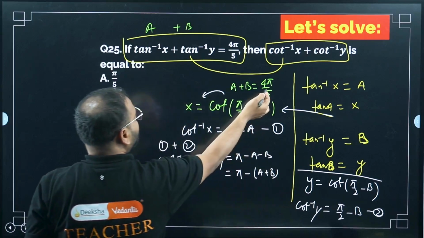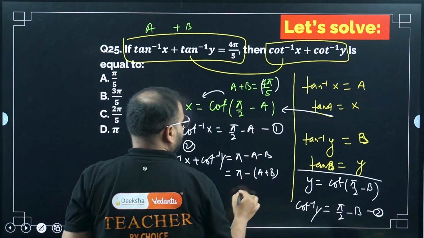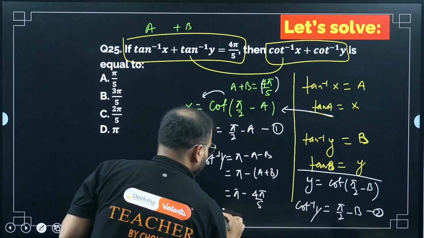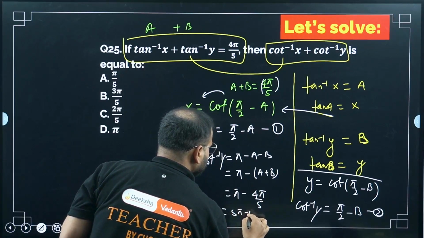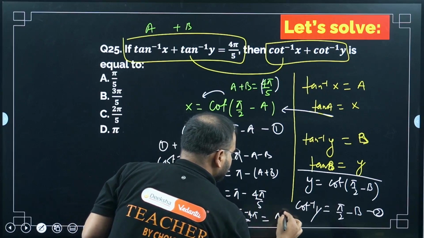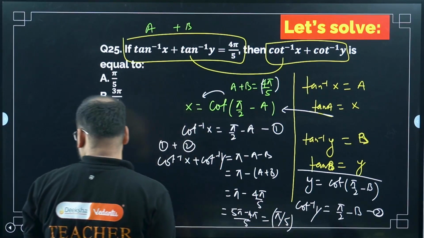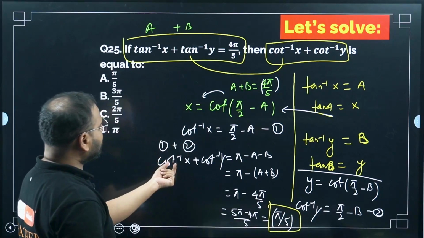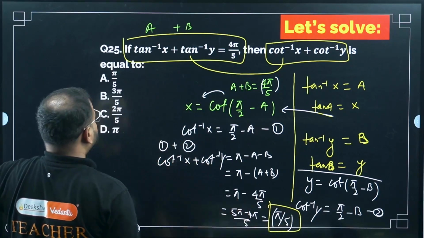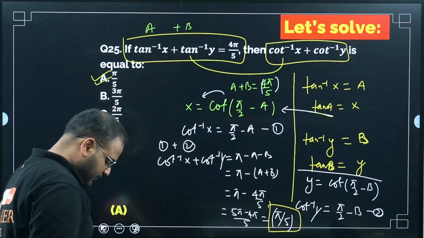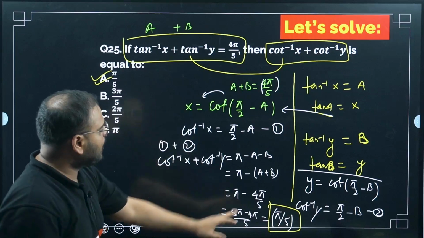What is my A plus B value? 4 pi by 5. Check here. So replace this here: pi minus 4 pi by 5. Taking the LCM, 5 pi minus 4 pi by 5. How much is that? Simply pi by 5. Simply pi by 5 is my final answer, that's what we're looking for: cot inverse of x plus cot inverse of y. Option A. Pi by 5 is my option A.